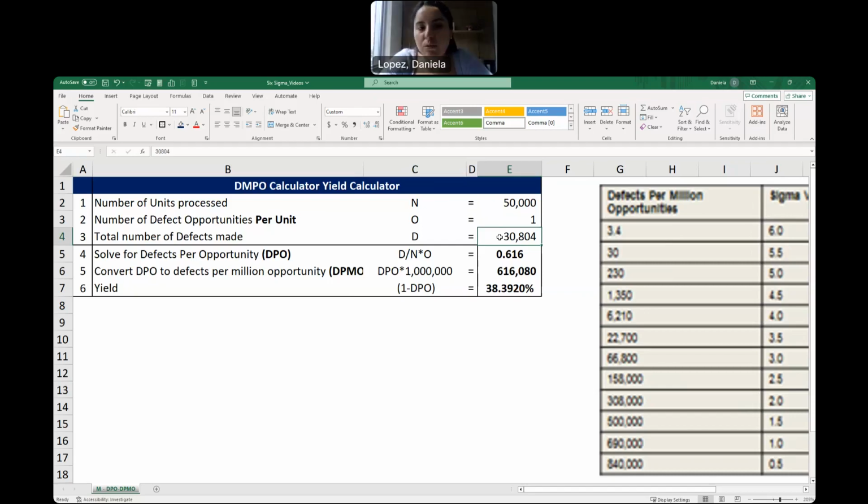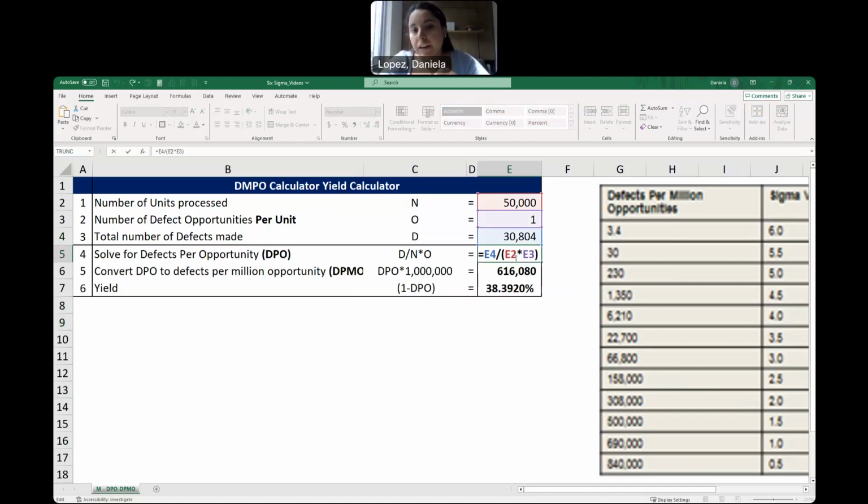This is really where the defects per opportunity comes in, where the math is fairly simple. You can see over here, we will look at the defects that are being made, that 30,804, and then we're going to divide that by the number of units that were actually processed times the number of defect opportunities. So in theory, you're going to get that 30,804 divided by 50,000. That really will give us not a percentage, but the number 0.616.